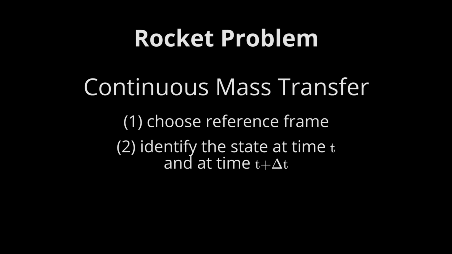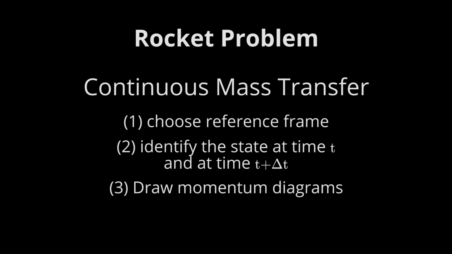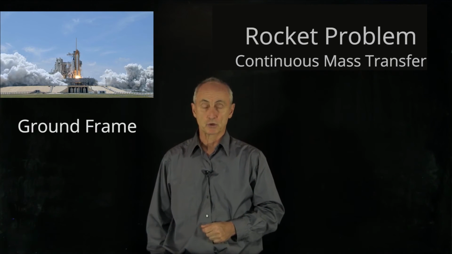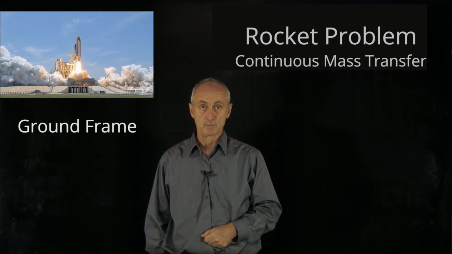What we want to do is now represent the state changes by momentum diagrams. That will lead us to a differential equation, which is called the rocket equation, and that's how we'll analyze all continuous mass transfer problems. In applying the momentum principle, our first thing is just to choose a reference frame. So in our example, we're going to choose the ground frame of the Earth as a reference frame.